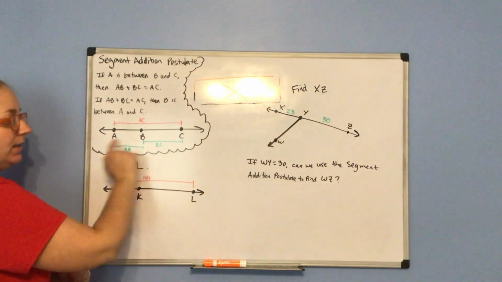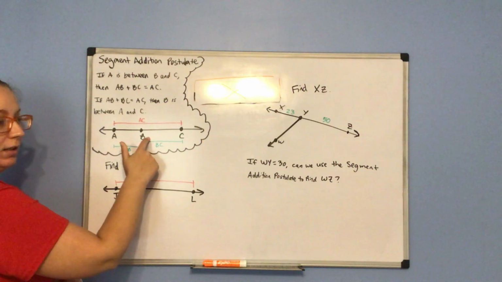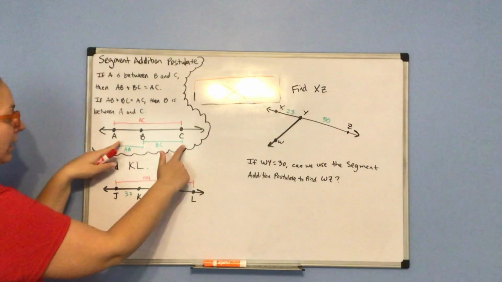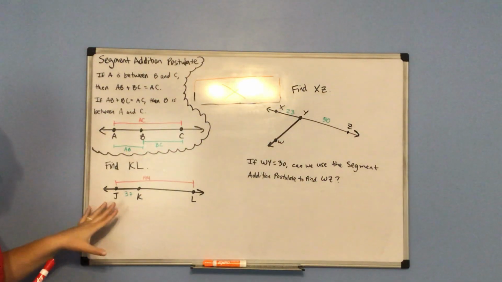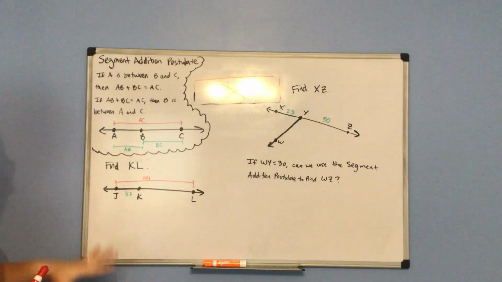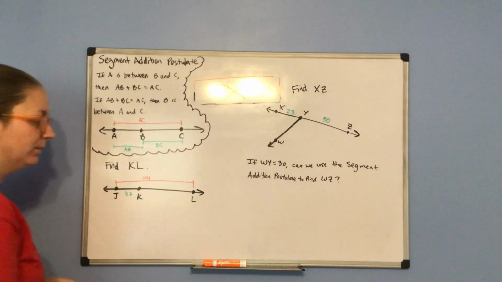Here is my line that has A, B, and C. They are all collinear. B is between A and C, as we can see in the picture. The length of AB plus the length of BC gives us this whole length AC. So we're going to use this to either find something we are missing or to add things that we already have together. I'm actually going to start over here.